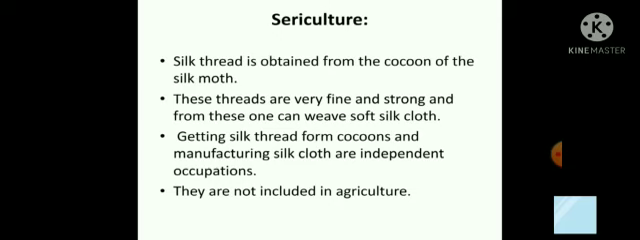Sericulture. Silk thread is obtained from the cocoon of the silk moth. These threads are very fine and strong, and from these one can weave soft silk cloth. Getting silk threads from cocoons and manufacturing silk cloth are independent occupations. They are not included in agriculture.